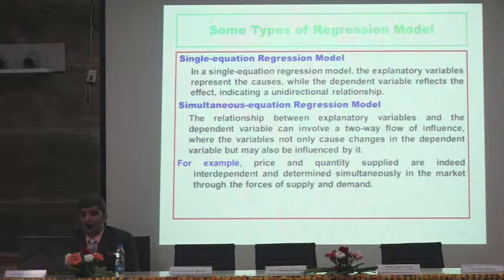In a single equation regression model, we use a single equation and we claim that there is a one-way relationship: on one side the dependent variable and on the other side the independent variable. But in a simultaneous equation model, in one equation a variable is the dependent variable, and in another equation the same variable may be an independent variable. So when we use more than one equation, we call it the simultaneous equation model.